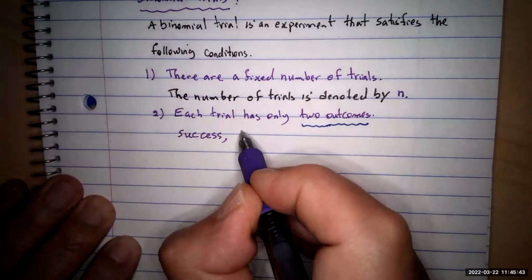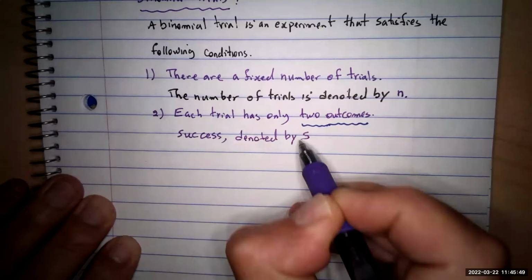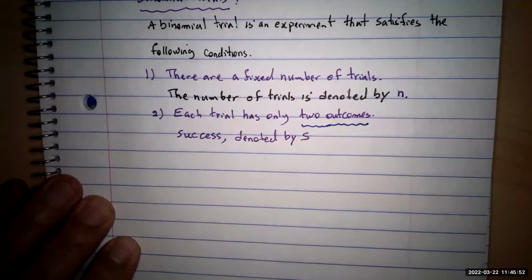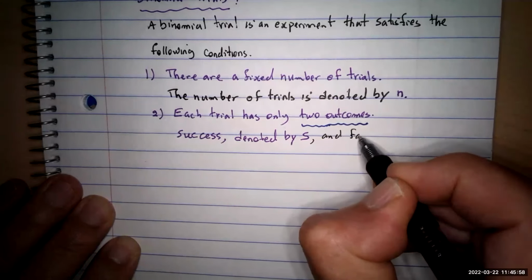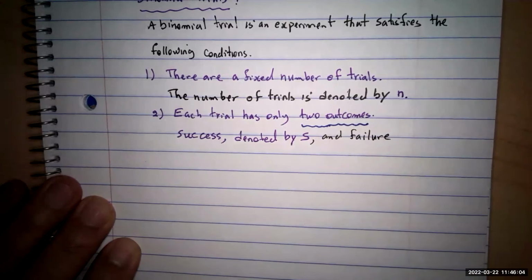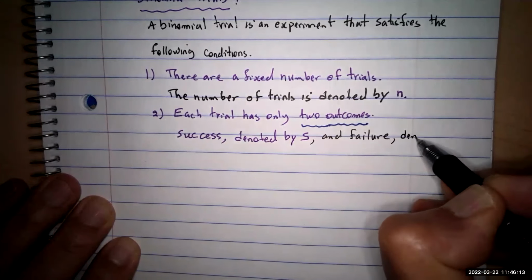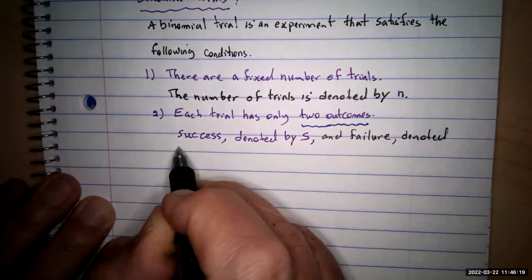Success denoted by S. And the other one is going to be a failure denoted by F. You have to identify which one is the one that you are interested in. You call it success. If you toss a coin, getting a head is in your favor, so your success is going to be getting a head. Otherwise, it's a failure, denoted by F.